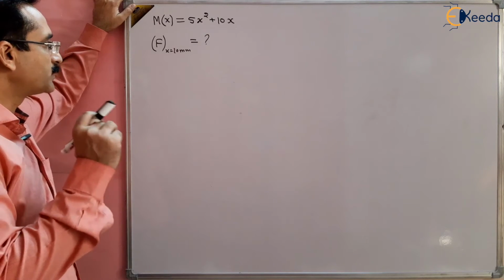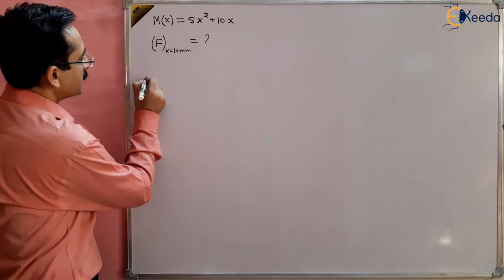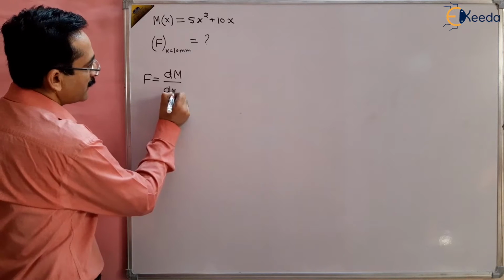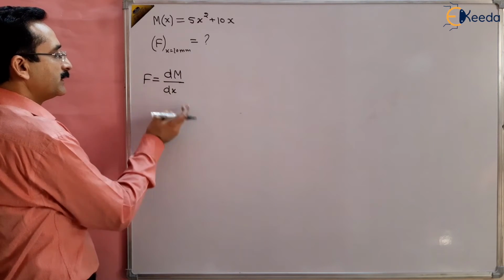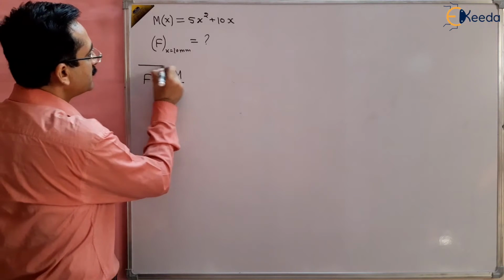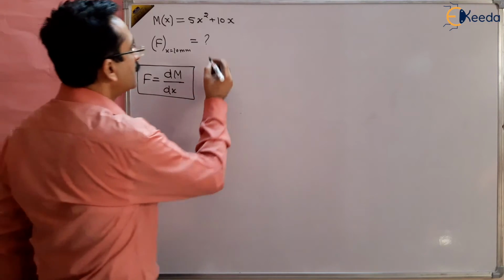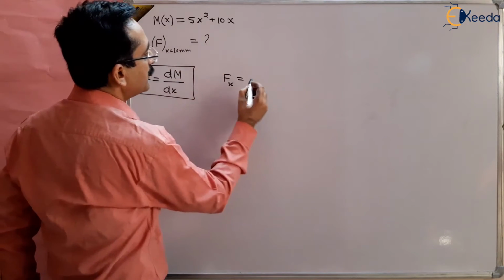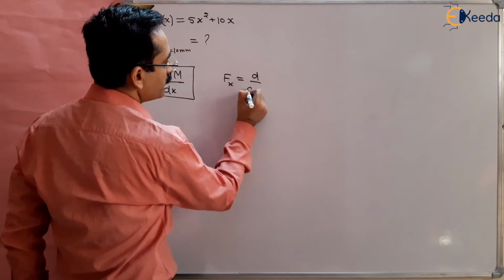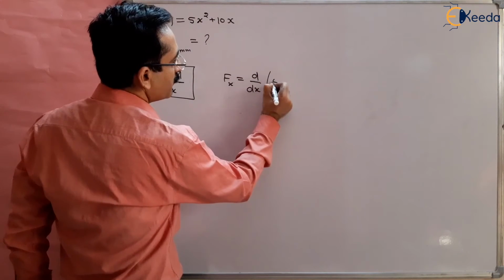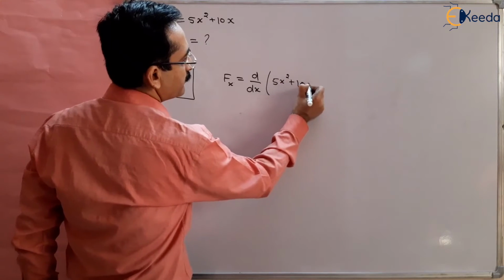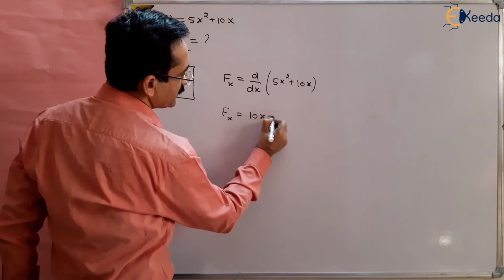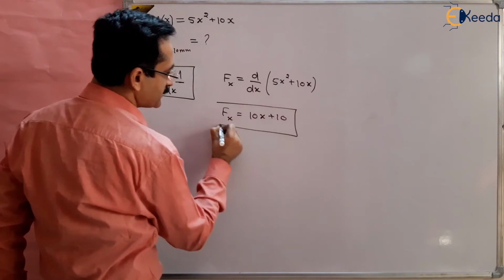We know from the shear force and bending moment diagram chapter that shear force is given by dM by dx. The differentiation of bending moment at a point is the shear force at that point, right? This we already know. So we can differentiate this. Shear force at a distance x will be the differentiation of M, which is equal to 5x squared plus 10x. So this will come out to be 10x plus 10. So this is the shear force at a distance x.